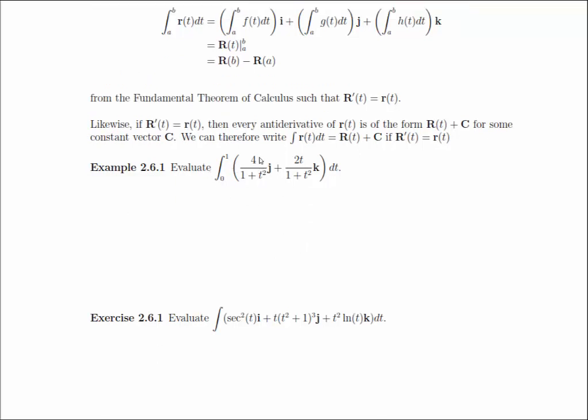So let's just look at this, and we need to do some review of some basic antiderivatives. So if I want to take the antiderivative of 4 over 1 plus t squared, I need to remember that the derivative of the arctangent, if we're doing with respect to t, of t equals 1 over 1 plus t squared. Or we could say that the antiderivative of this is the arctangent function.